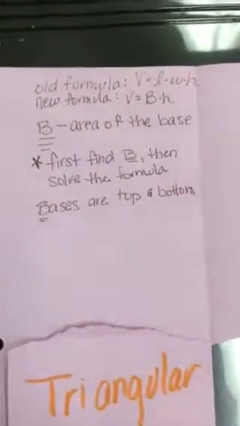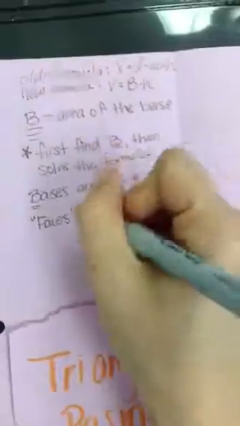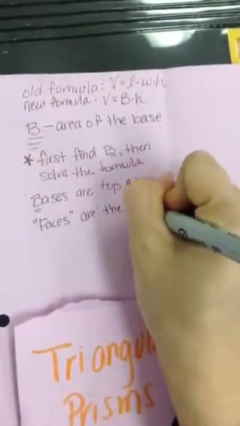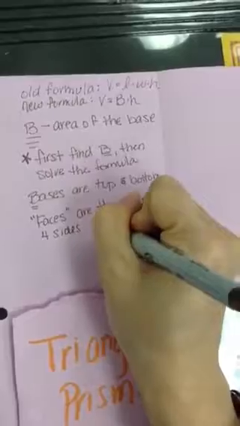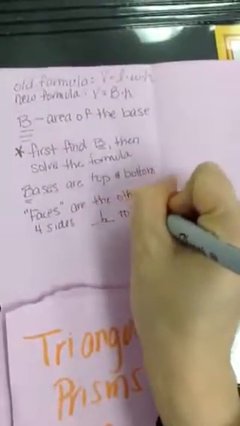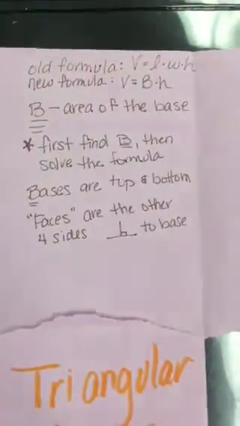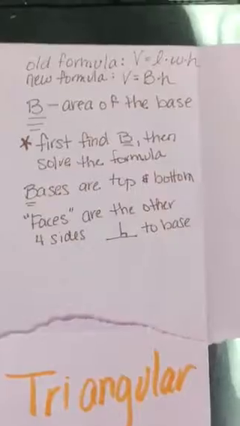So bases are like the top and the bottom. And then the other sides, and I'm letting you know this vocabulary word because we'll be working on it when we get into surface area, the faces are the other four sides. So you've got your top and the bottom, and the other four sides that are perpendicular to the base. Okay? They come to a right angle with the base. And those sides are all parallel, congruent sides.